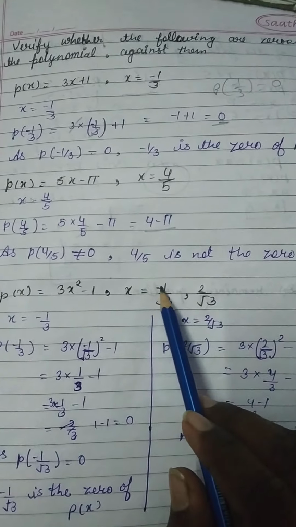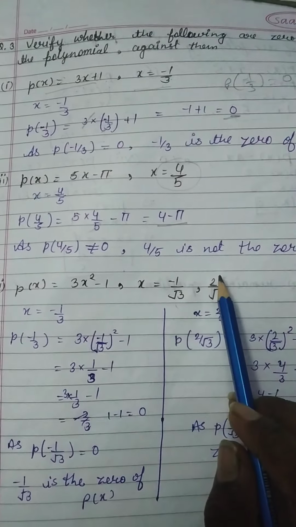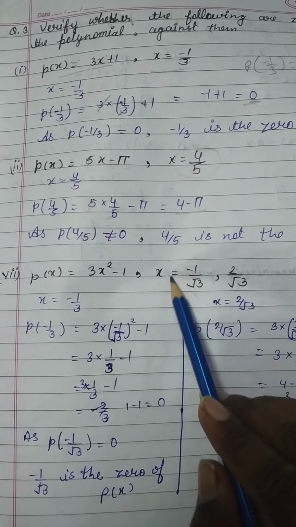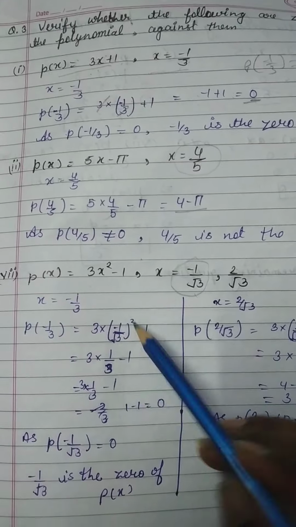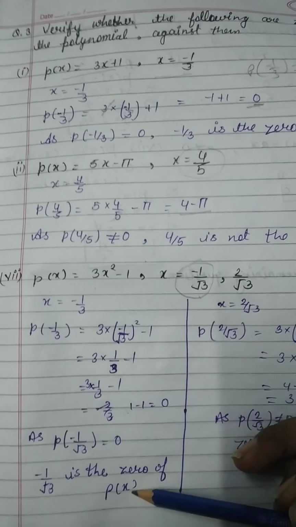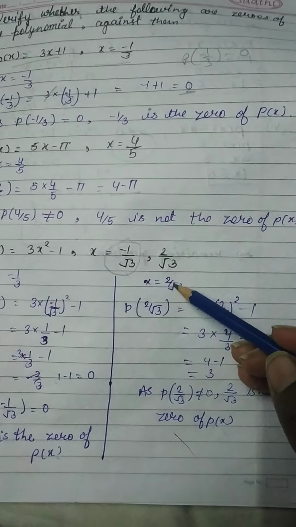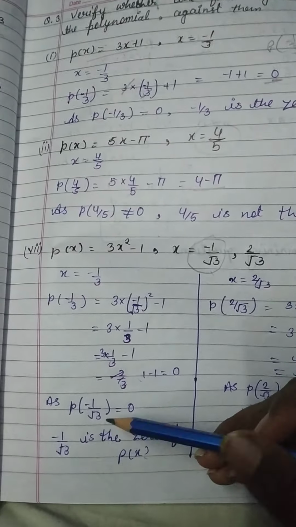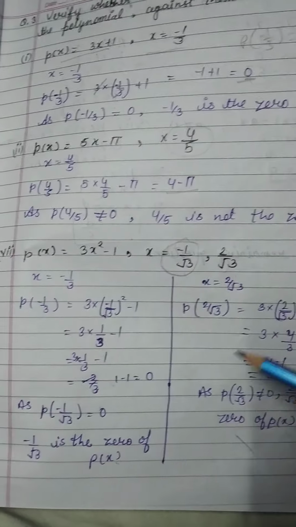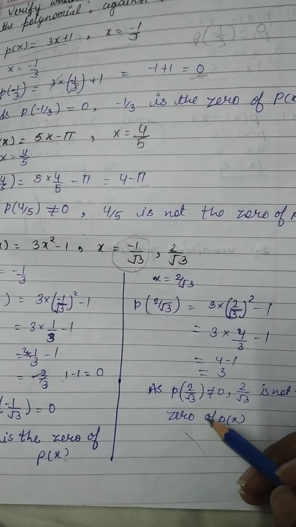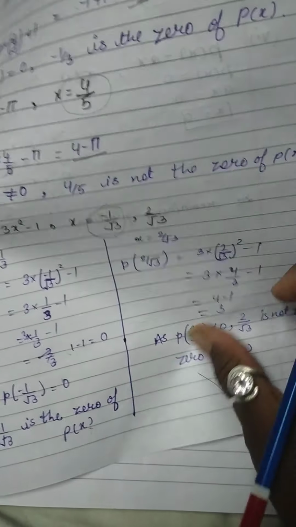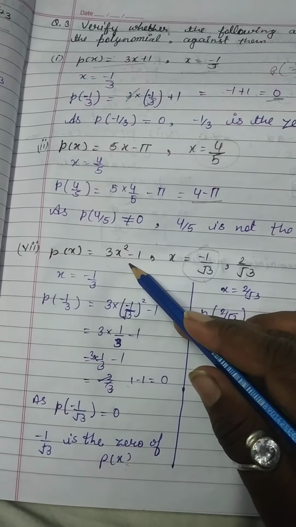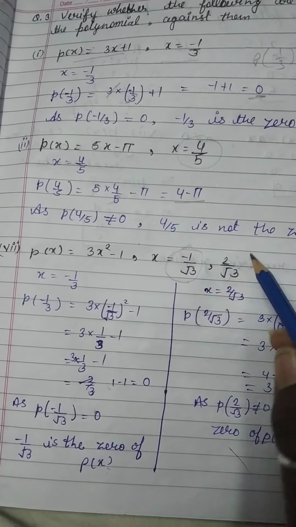Similarly, x is equal to minus 1 upon 3 and x is equal to 2 upon 3. First, x equal to minus 1 upon 3. Put this value and find the answer. And similarly, 2 upon 3. Put this value and find the answer. From minus 1 upon 3 we get 0 and from 2 upon 3 we do not get 0. So this is a zero of the polynomial and this is not.